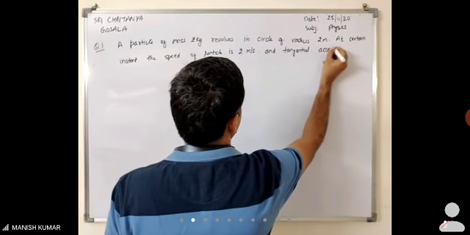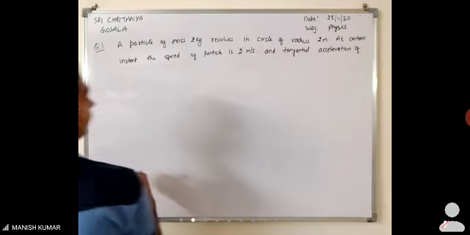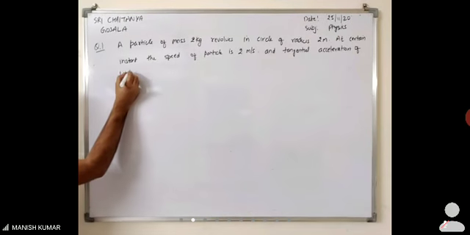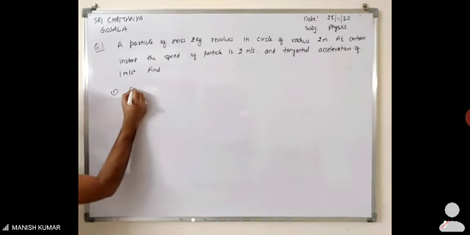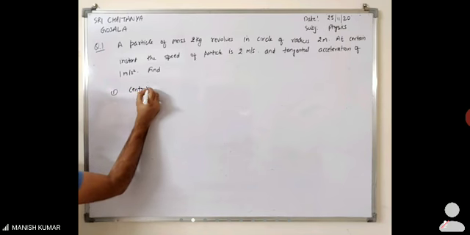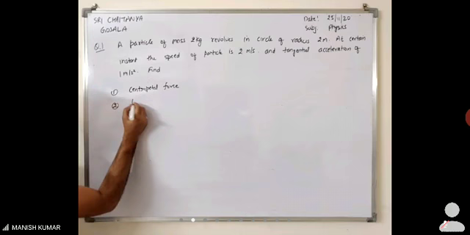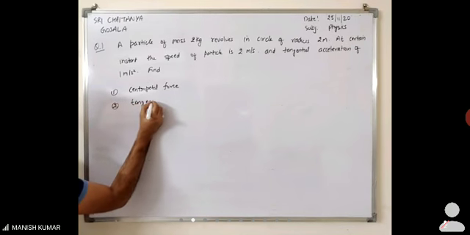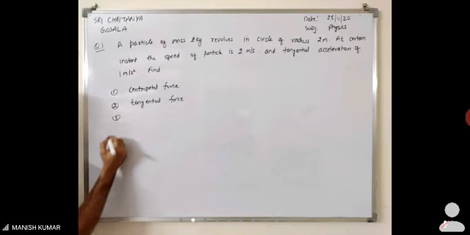And tangential acceleration of 1 meter per second square. Find number 1, centripetal force. Tangential force, net force.